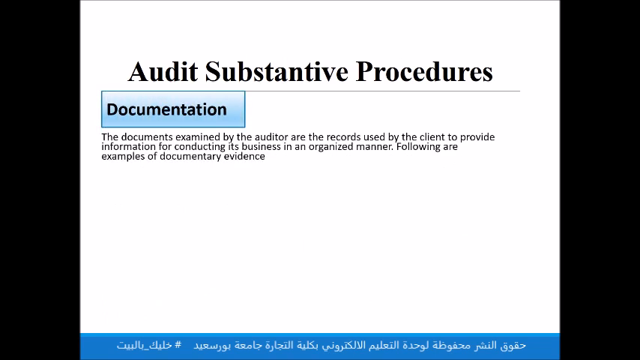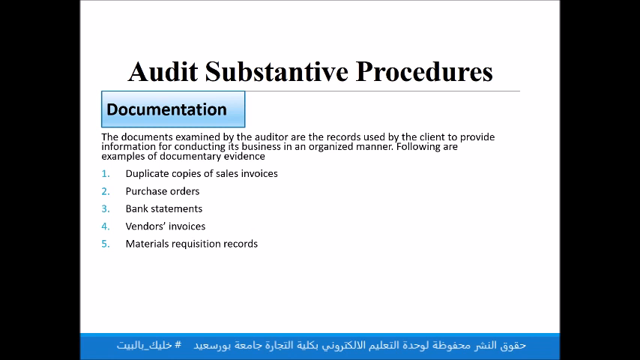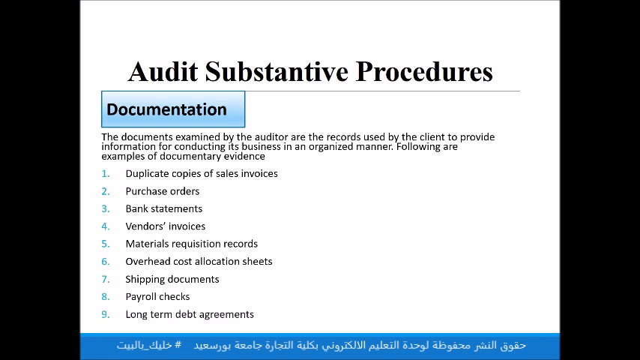So the documents examined by the auditor are the records used by the client to provide information for conducting its business in an organized manner, such as sales invoices, purchase orders, bank statements, vendors' invoices, materials requisition records, overhead cost allocation sheets, shipping documents, payroll checks, long-term debt agreements, and so on.